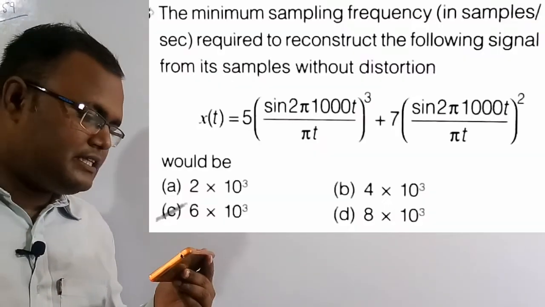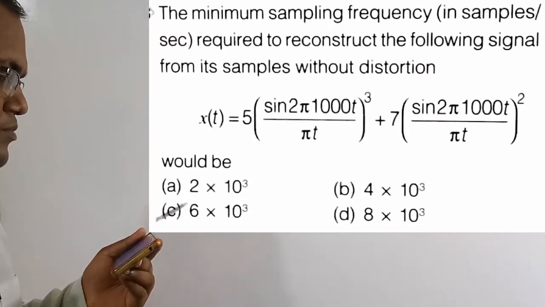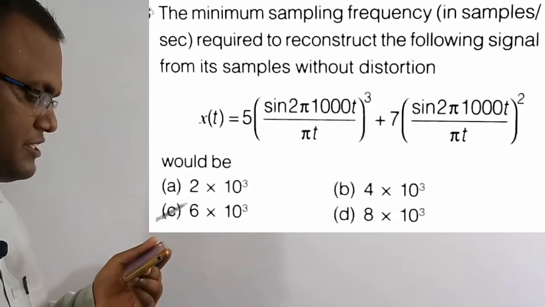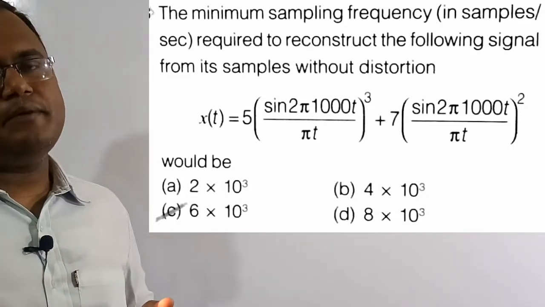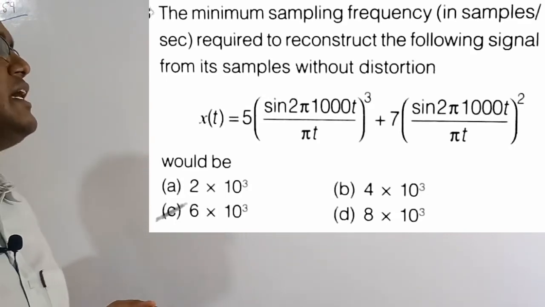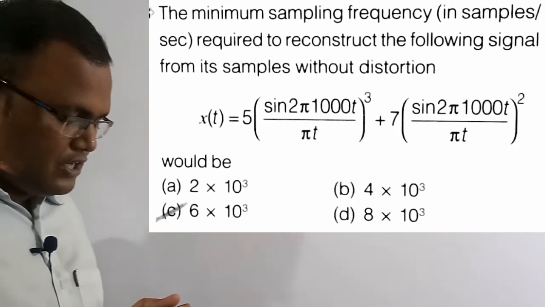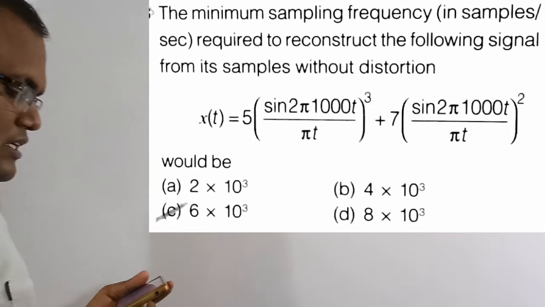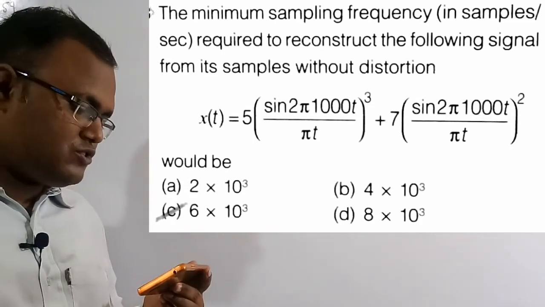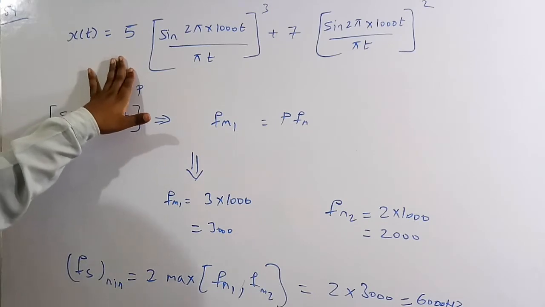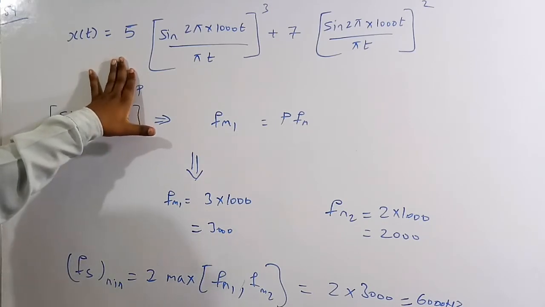See the question here. The minimum sampling frequency in samples per second required to reconstruct the following signal from its samples without distortion. Here we need to find the minimum sampling frequency, also called the Nyquist frequency. The signal x of t is also given. Out of the four options, option C, 6000 hertz, is the correct solution. So let's solve this numerical. This is the signal x of t, and we need to find the minimum sampling frequency or the Nyquist frequency.